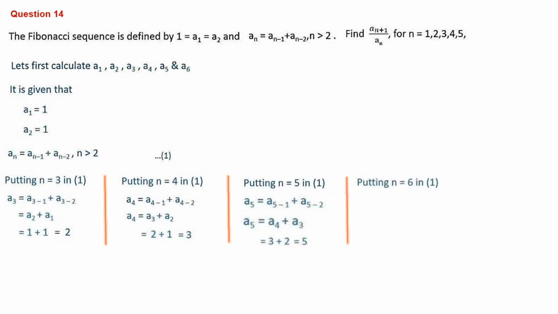Next is putting n is equal to 6. a6 is equal to a6 minus 1 plus a6 minus 2. So a6 minus 1 is a5, plus a4. a5 is there with us, 5. a4 is there with us, 3. So 5 plus 3 is 8. So a1 is 1, a2 is 1, a3 is 2, a4 is 3, a5 is 5, and a6 is 8.